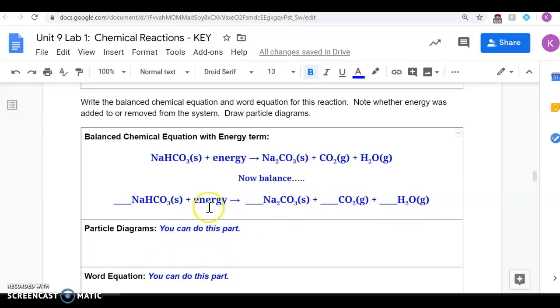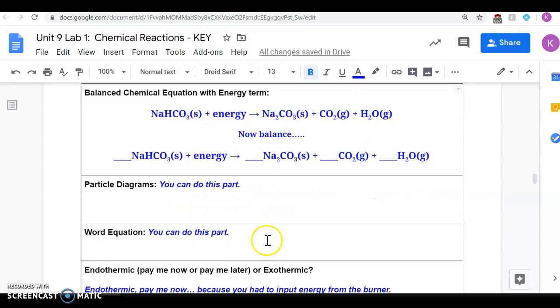Particle diagram, same thing. You can use the Google drawing tool, which is really nice, or you can just hand draw it. You don't have to draw anything for energy. You can just put it. And then word equation, just be careful of the names of these things, okay? You need to go back to what we did back in Unit 6 for the naming.